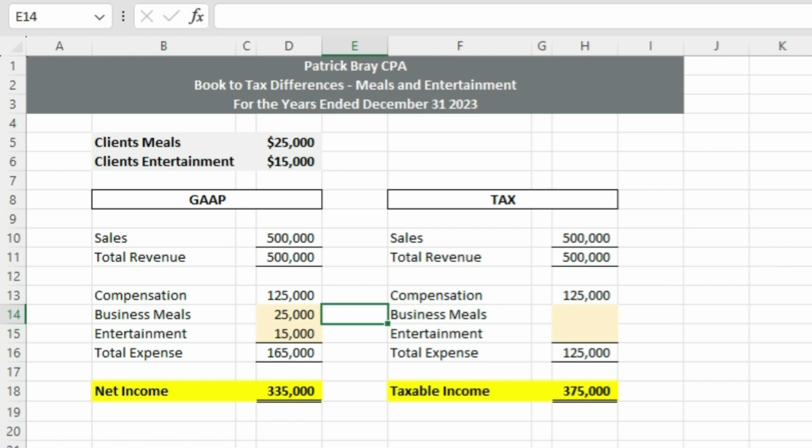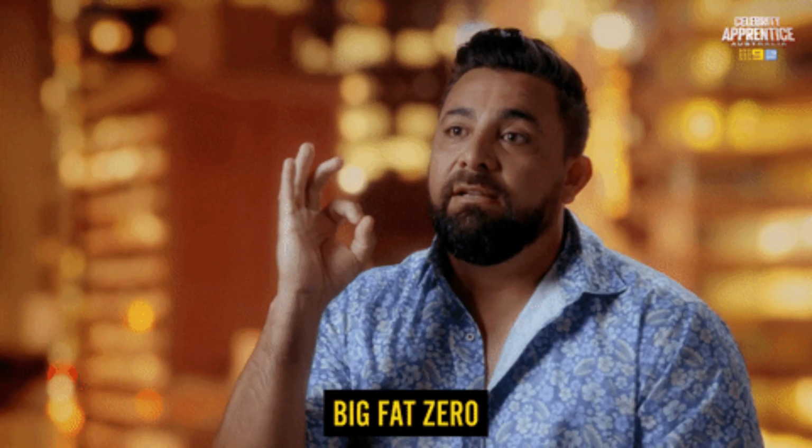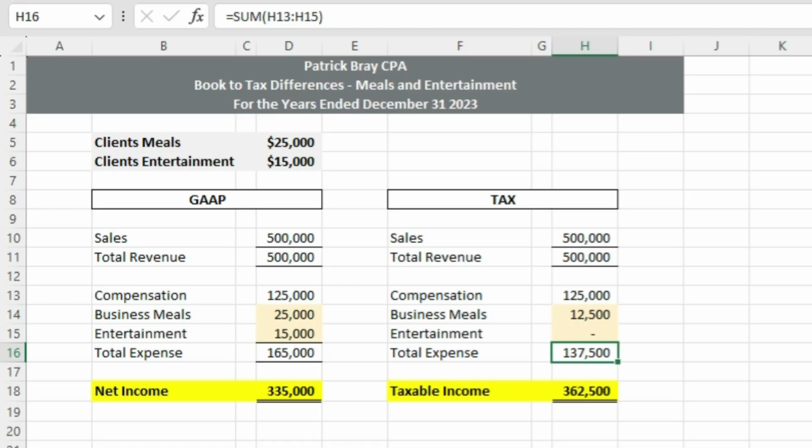Tax, not as nice. From a client business meal standpoint, you could only take 50% of the cost and deduct that. Entertainment, you get a whopping 0. A lot of client entertainment is not deductible from a tax standpoint. So if you take a client to a concert or to a baseball or football game, soccer game, or whatever, not deductible from a tax basis.